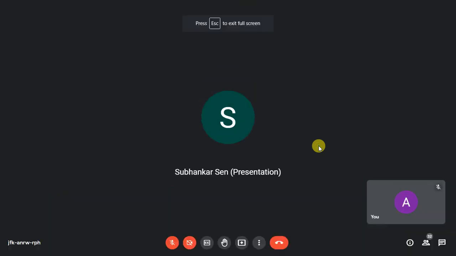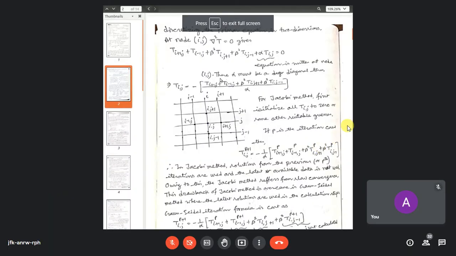We decide the diagonal term. I have told you many times, I may ask in the exam also: the point where you are writing the equation, at that point, whatever term you have. So you are writing this equation at point ij, so the nodal value is Tij. The coefficient of this nodal value is alpha, so alpha must be on the diagonal term. So for this equation, alpha is in the diagonal term.